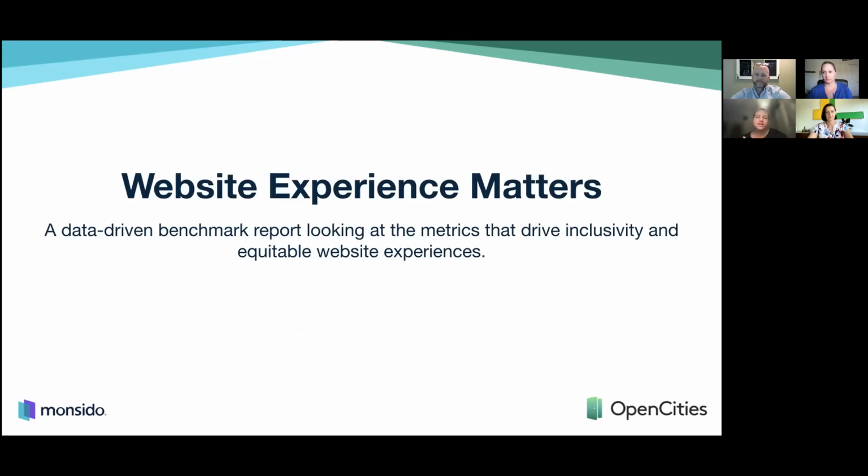So Josh mentioned a bunch of these things already, but really what kind of drew us to do this benchmark report was we wanted to take a look at what is the lay of the land right now when we look at city websites and government websites. What's the benchmark? Where are we now, and where do we need to get to? And the report looked at so many different things that ultimately, even if it might be one individual metric, really are an important element of the holistic look of an inclusive and equitable experience on the website.